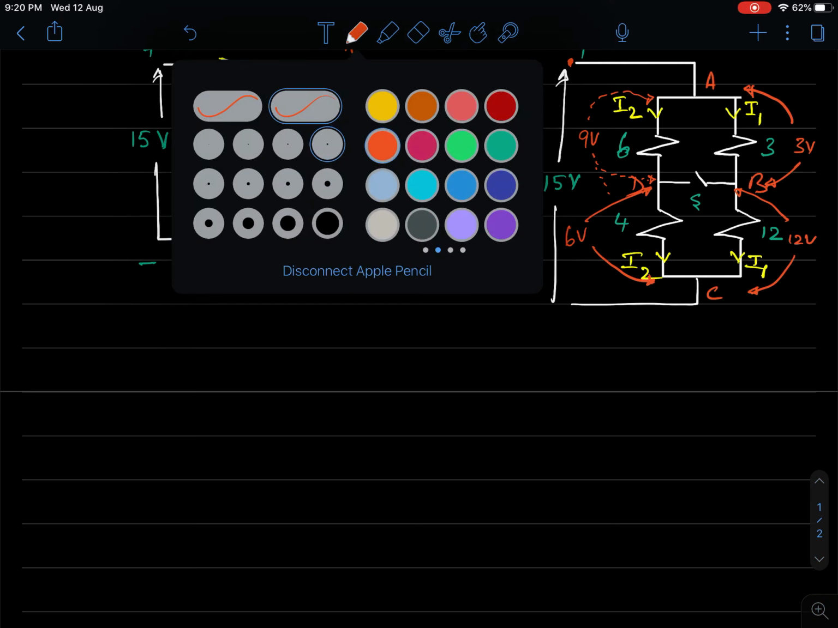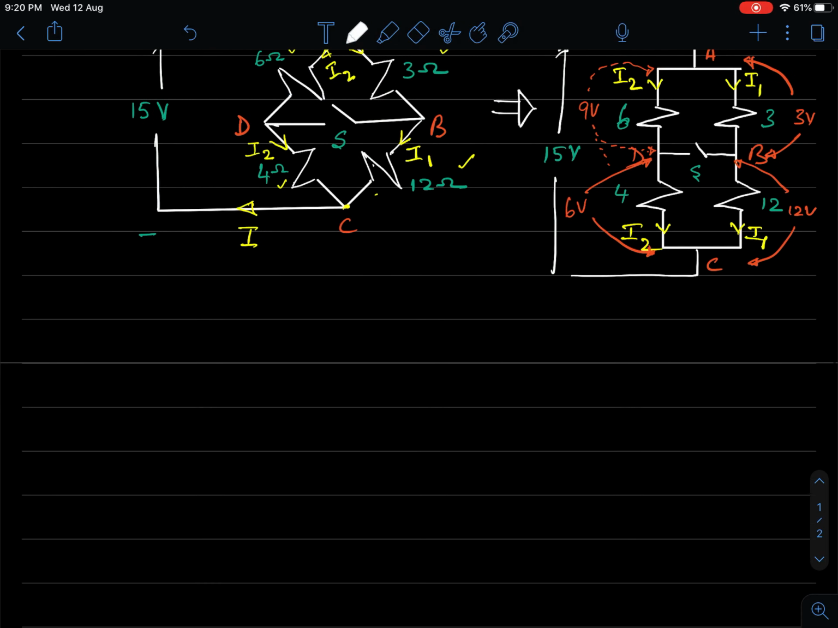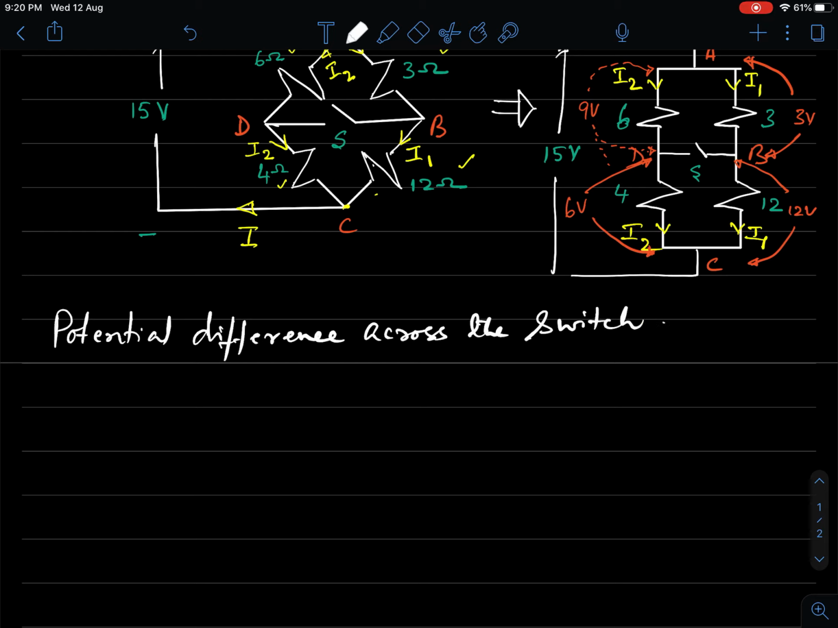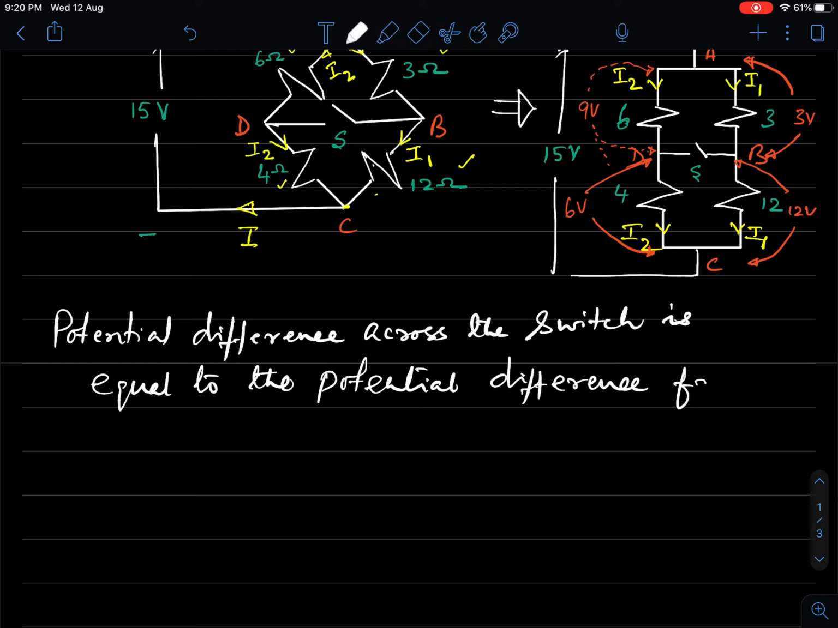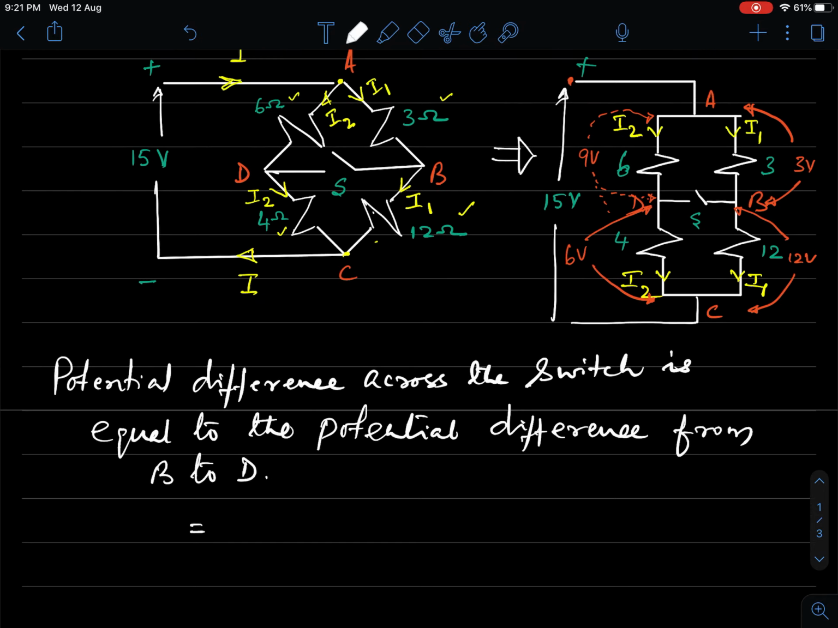So I will write a statement now. What I write is: potential difference across the switch is equal to the potential difference from B to D. Now we will try to go from B to D.